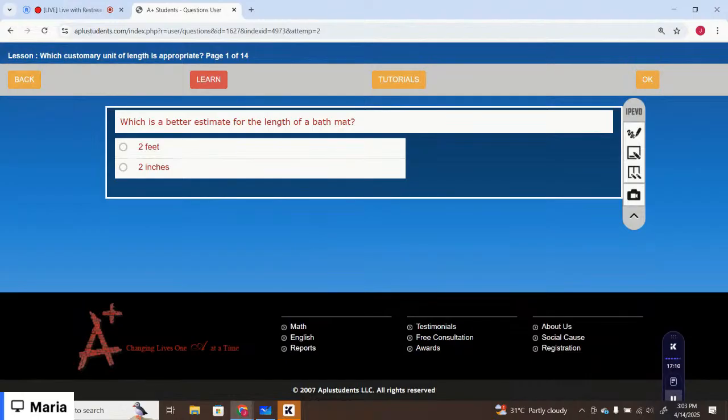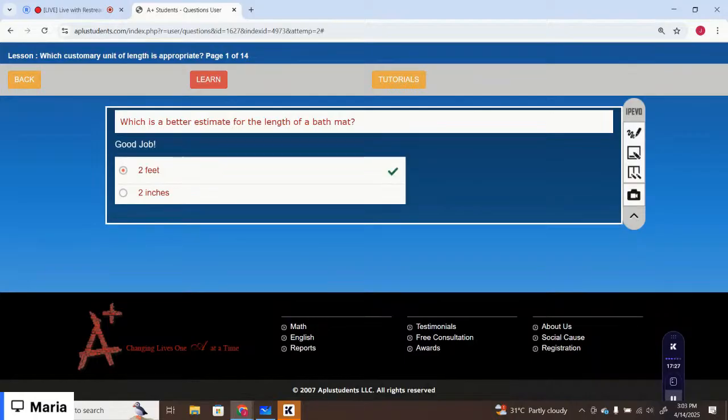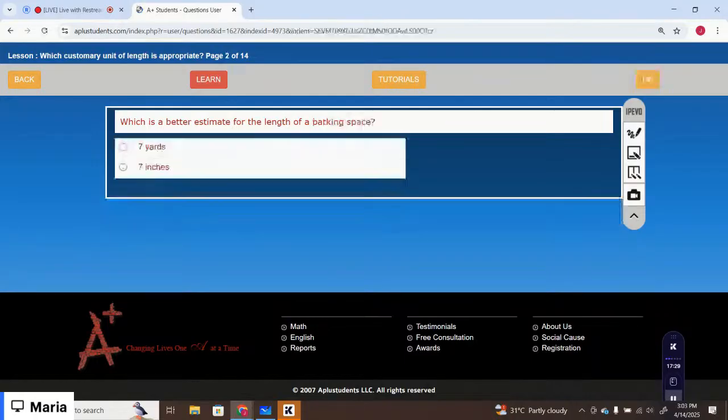Which is a better estimate for the length of a bath mat? That is 2 feet, because 2 inches is too small for the length of the bath mat.